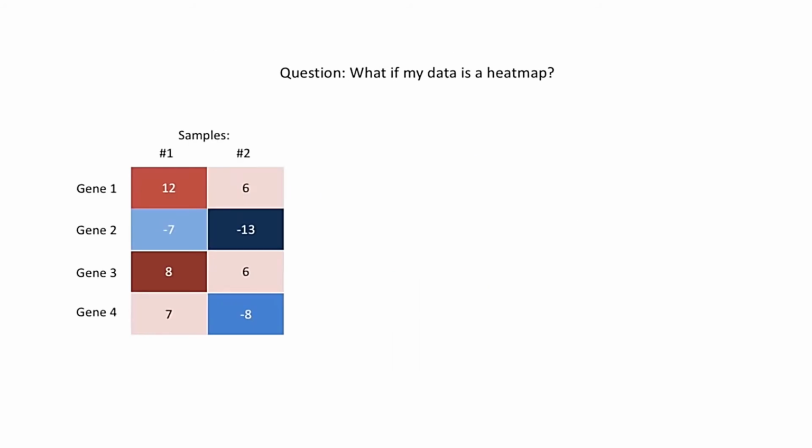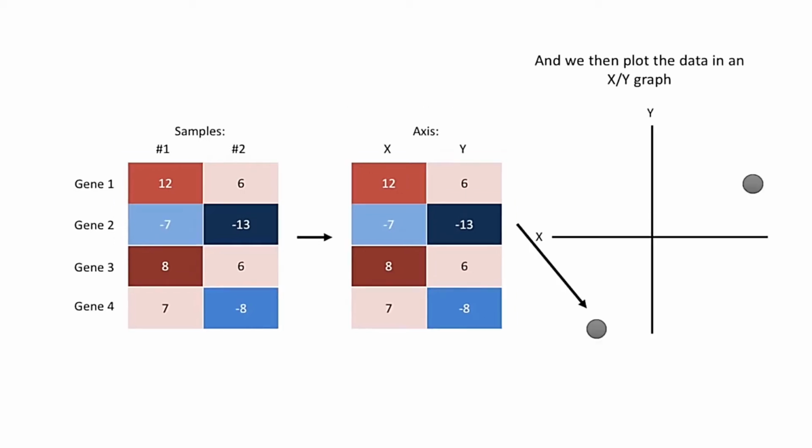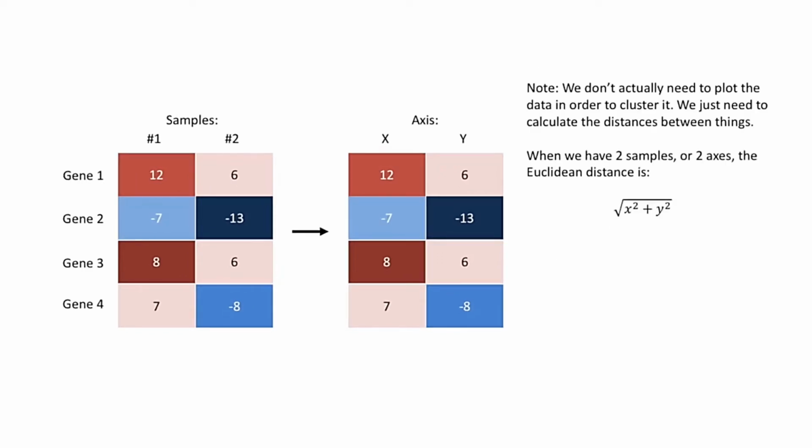Question: what if my data is a heat map? Well, if we just have 2 samples, we can rename them as x and y, and we then plot the data in an xy graph. Then we can cluster just like before. Note, we don't actually need to plot the data in order to cluster it. We just need to calculate the distance between the things.